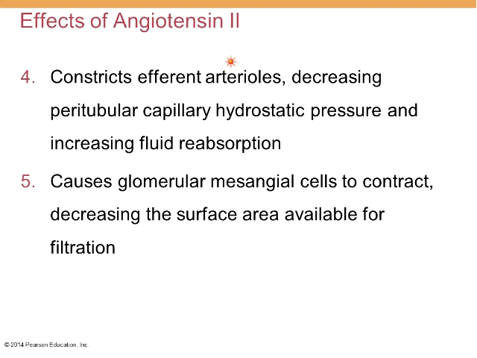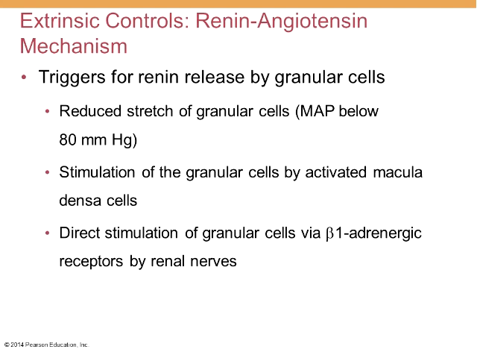This constricts the efferent arterioles, decreases the peritubular capillary hydrostatic pressure, and promotes more fluid coming back in through that osmotic process, where the fluid leaves the tubules and returns to the bloodstream via the peritubular capillaries or the vasa recta. This causes the glomerular mesangial cells to contract, decreasing the surface area available for filtration, and its goal is to pull all the fluid back in.